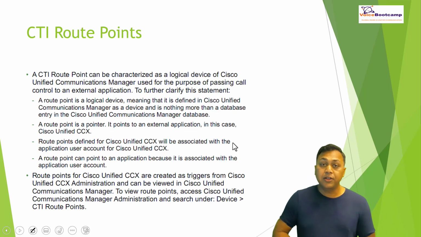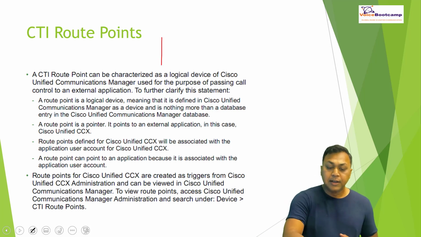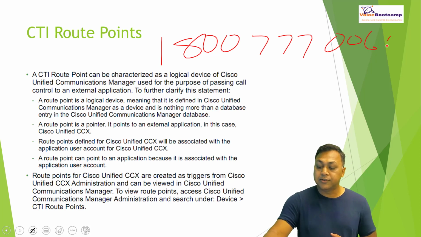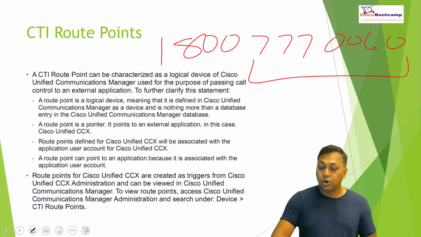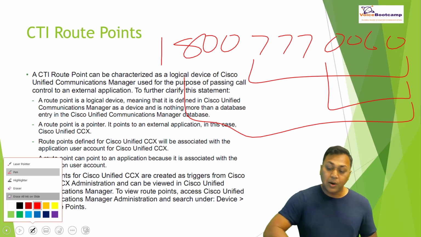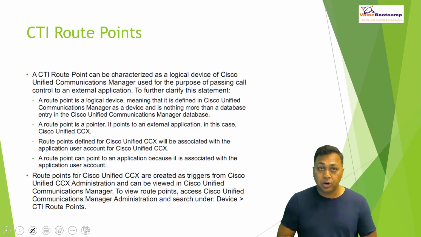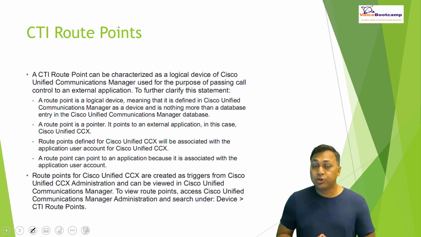CTI route point, on the other hand, is your trigger point. This is when you dial your help desk, let's say your toll-free number. If your toll-free number is 1-800-777-0060, you want a portion of that number, or the last 7 digits or last 4 digits or 10 digits, totally up to you. Every company is different, keep in mind. And I want, when you call that number, the call should go to the contact center or to the call center. Now, CTI route point is mostly for inbound.